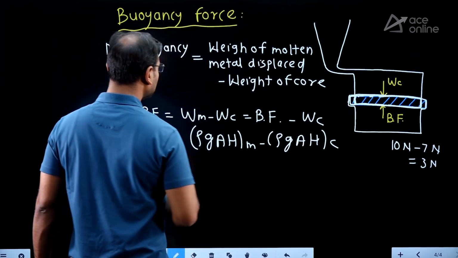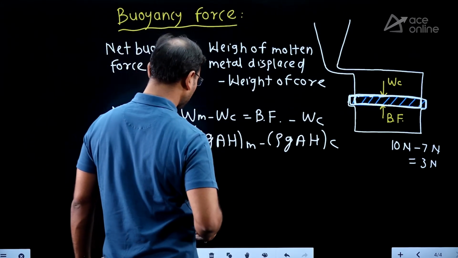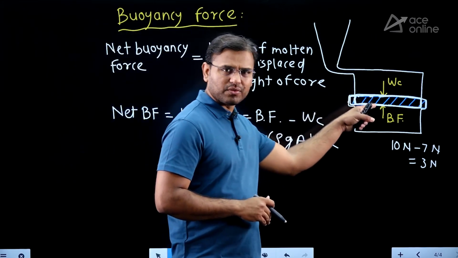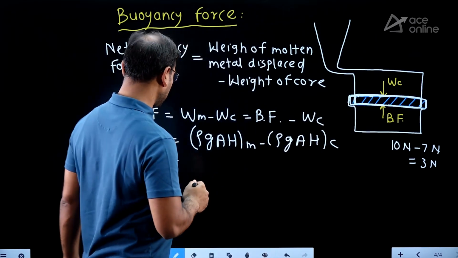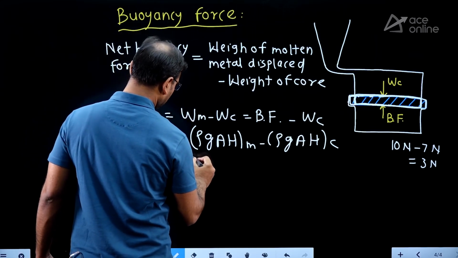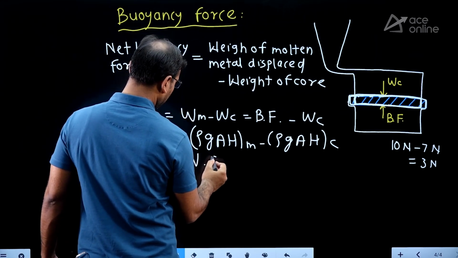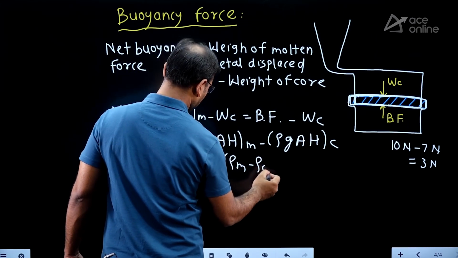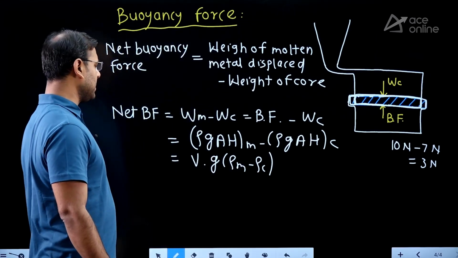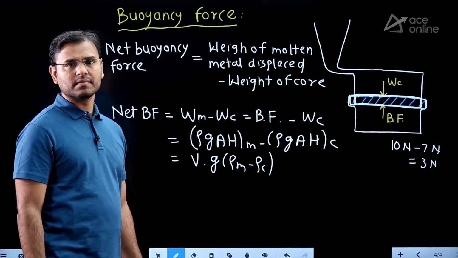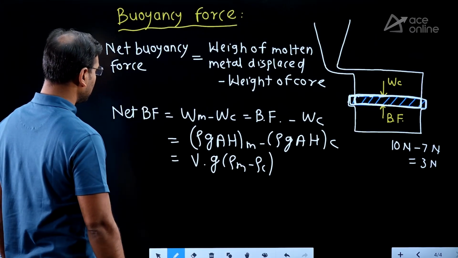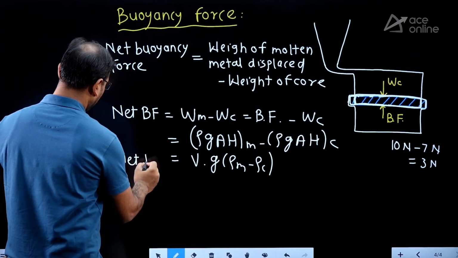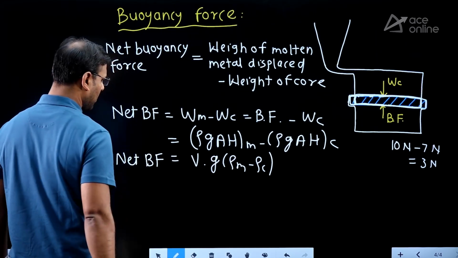Then here rho g AH, where A into H is the volume of molten metal displaced. The volume of core is the same as the volume of molten metal displaced. Therefore I take the volume common, and g also common, and write rho m minus rho c. This is the formula for the net buoyancy force.